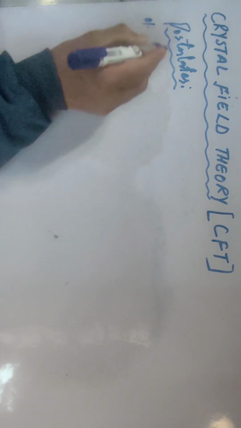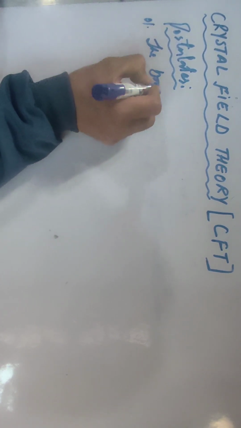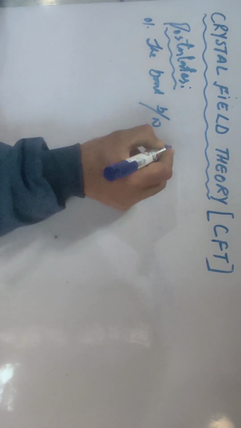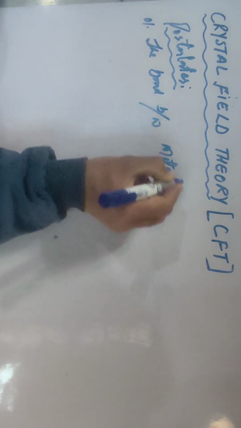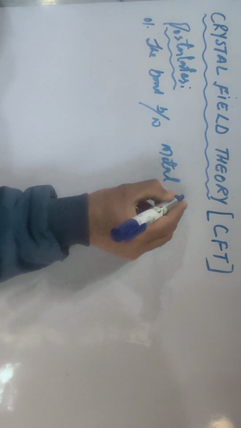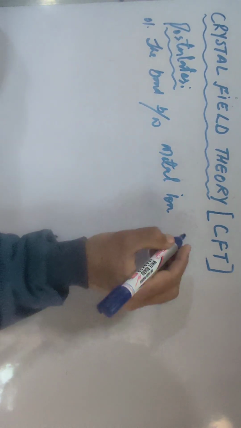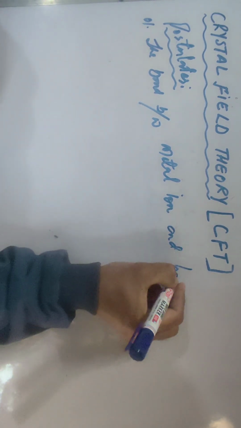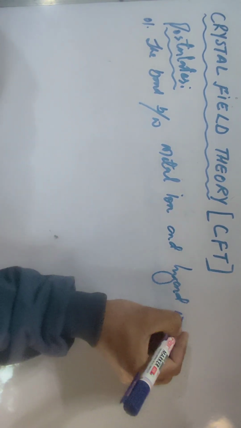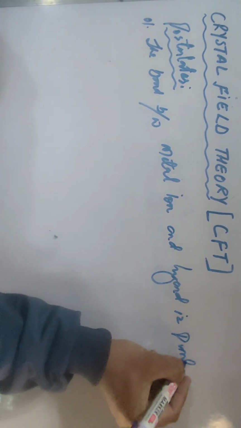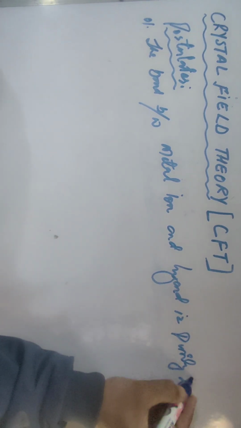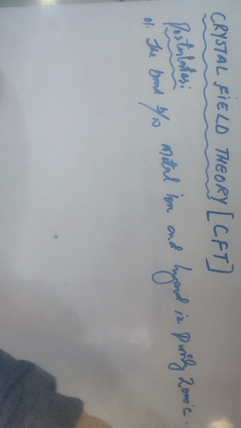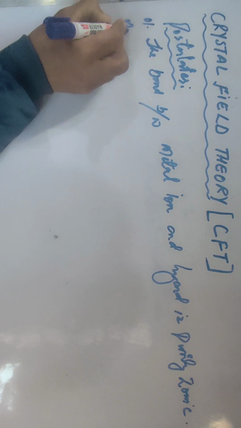So first, the bond between metal ion or atom, between metal ion and ligand, is purely ionic or electrostatic in nature. So this is the first postulate.